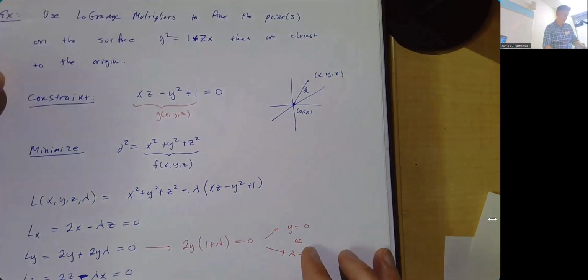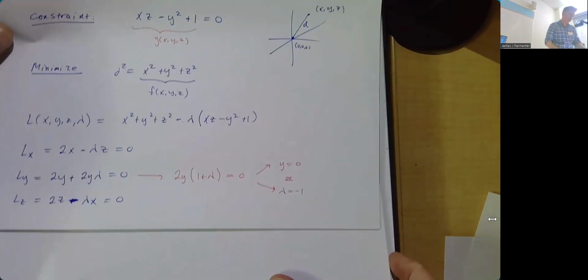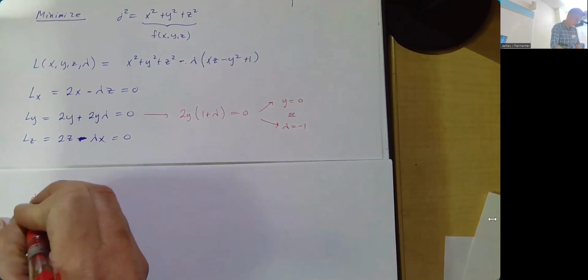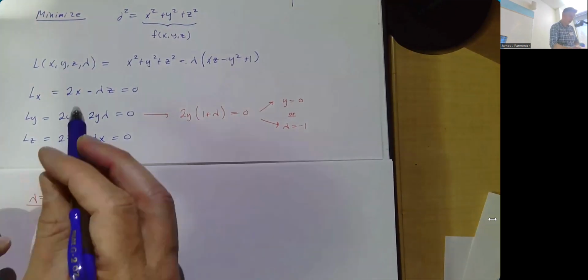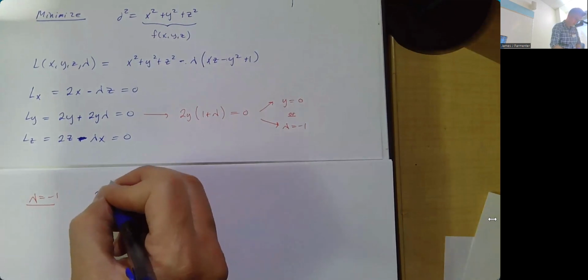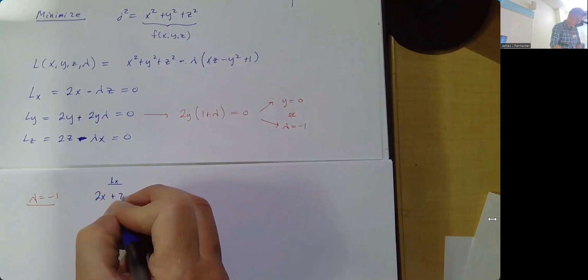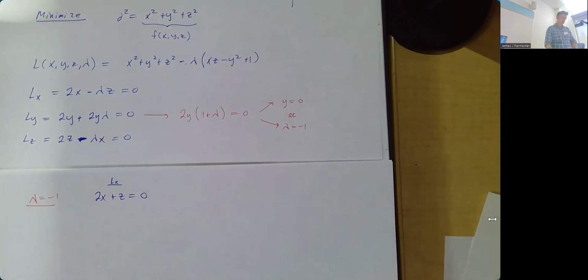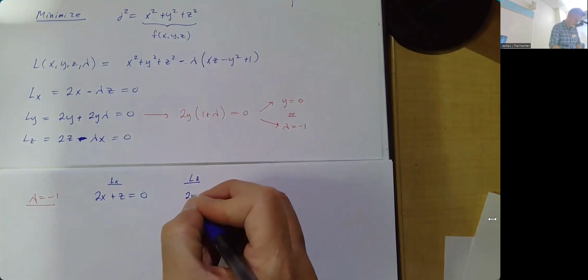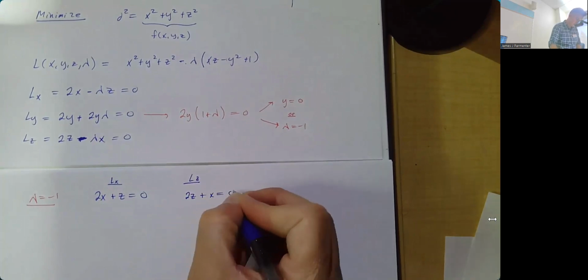So let's work with this though. Let's start with lambda equal to -1 first. So I just use lambda equal to -1. Now Lx is going to be 2x plus z equal to 0, and Lz is going to be 2z plus x equal to 0.